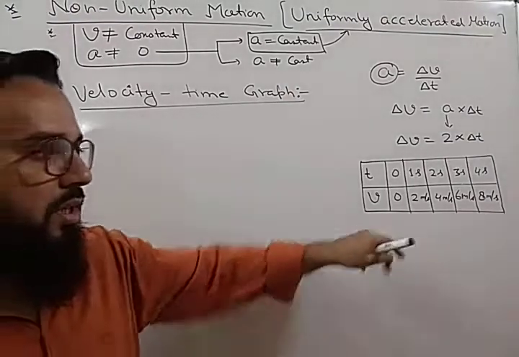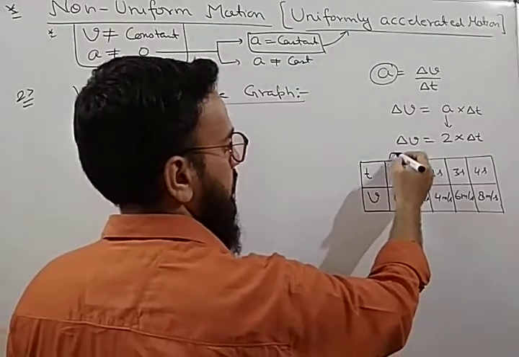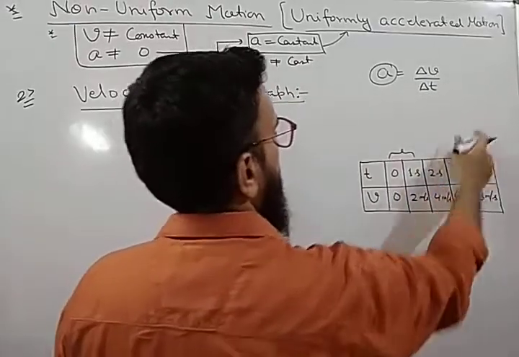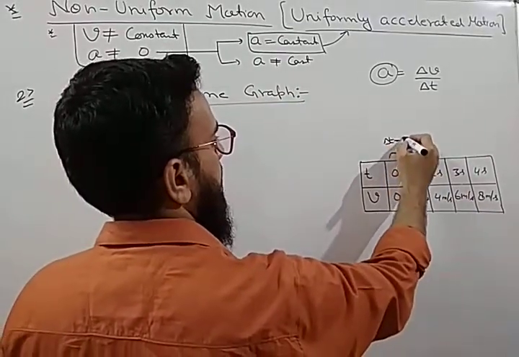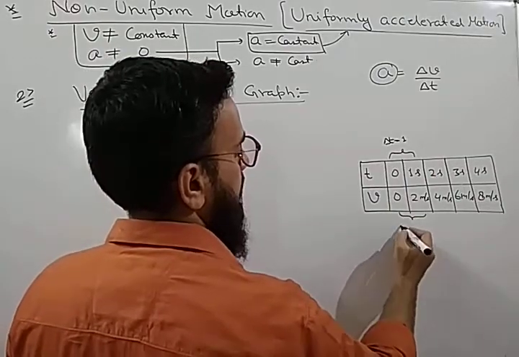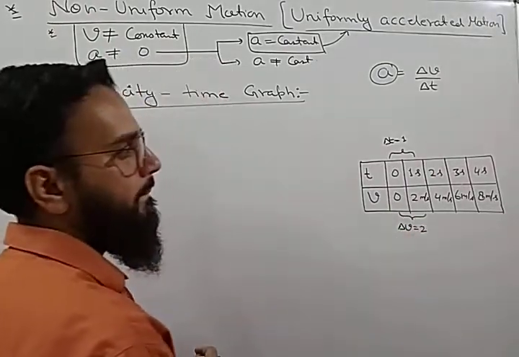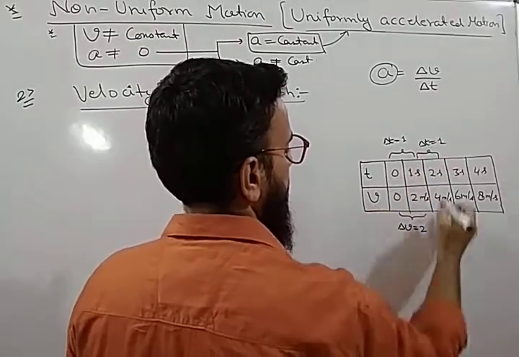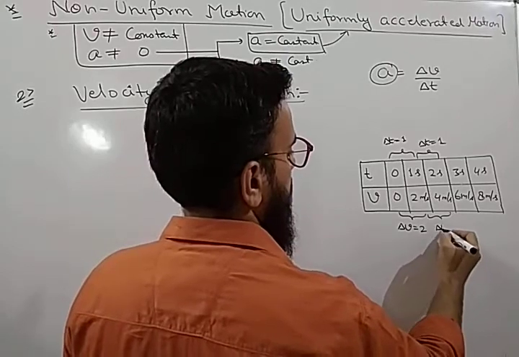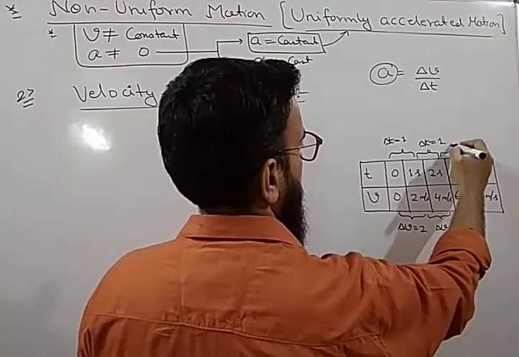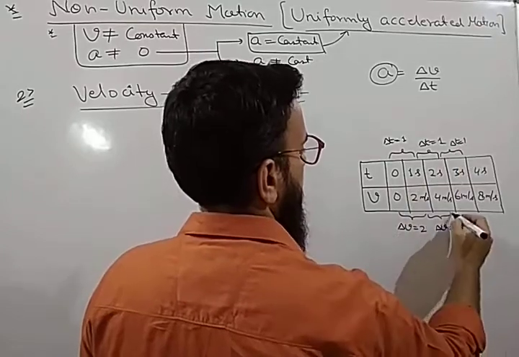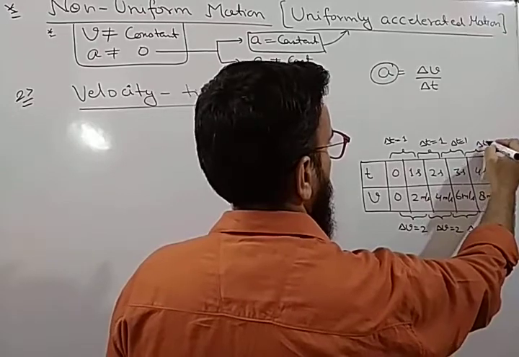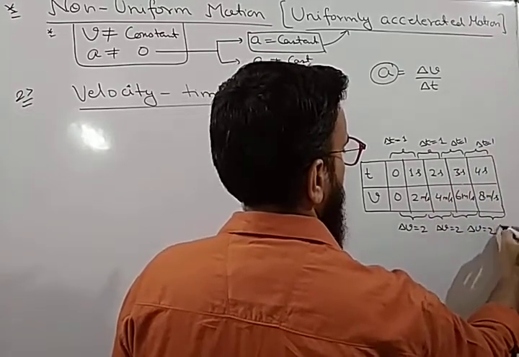Now you can check from this table, from t equal to 0 to t is equal to 1, what is delta t? Delta t is equal to 1. And what is delta v? Delta v is 2. Okay, now from 1 to 2, here also delta t is 1, and delta v is also 2. In the third case, delta t is again 1, and delta v is also 2. And in the last case, again delta t is 1, and delta v is again 2.